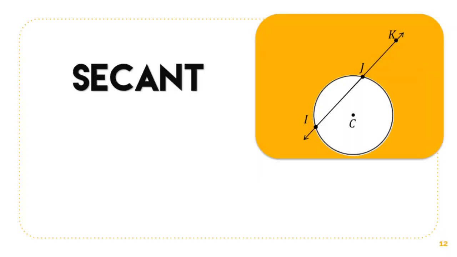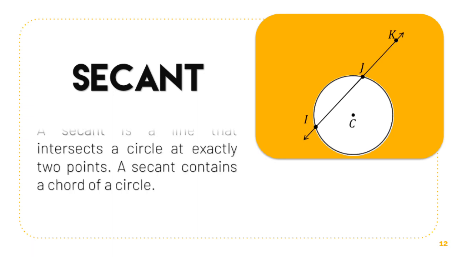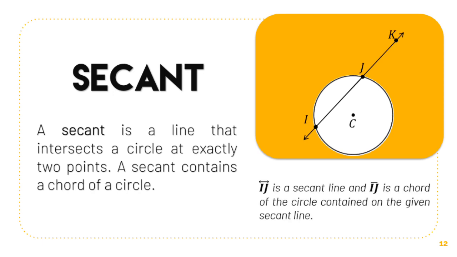Going back to figure 6.1, case 3, it illustrates a line that is drawn again coplanar to the circle. Specifically, it illustrates a secant line. A secant is a line that intersects a circle at exactly 2 points. A secant contains a chord of a circle. On the figure, line IJ is a secant line and line segment IJ is a chord of the circle contained on the given secant line.